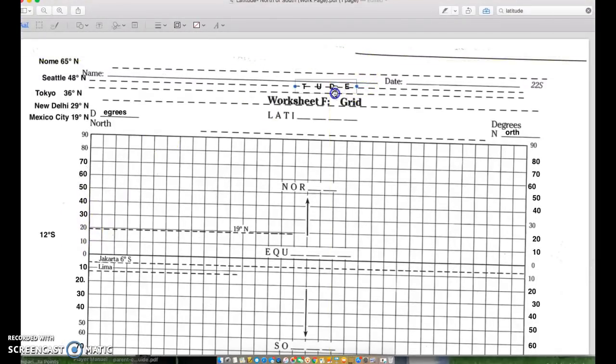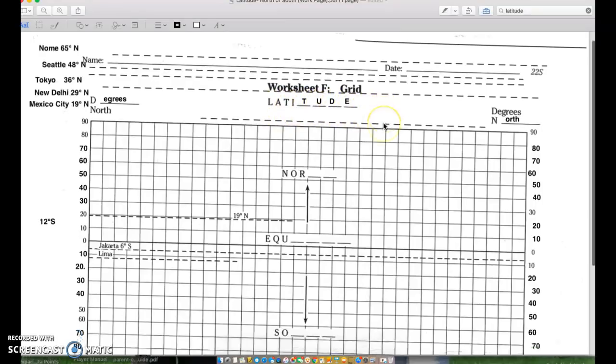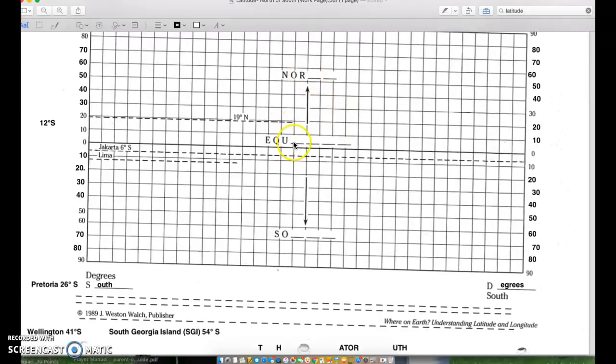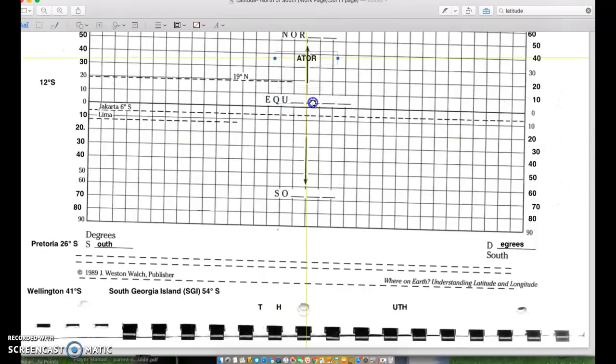Okay, now I'm going to bring this down here and fill out the title, latitude. So it's L-A-T-I-T-U-D-E, latitude. Now I need to finish off north, equator, and south. So I need to bring in equator. It's not wanting to get there. Oh, come on. There we go. And then south needs to be added right here. And then north.